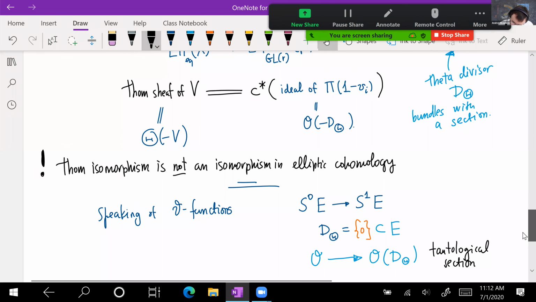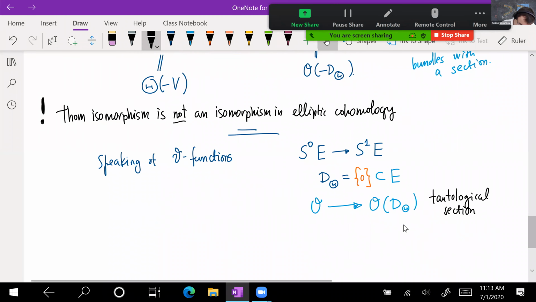Which is unique. And it's obviously unique up to multiple. It's just unique in the sense, unique up to multiple. The unique section of that line bundle, and that is the theta function. Don't recognize the theta function.